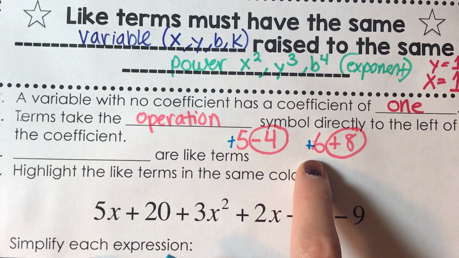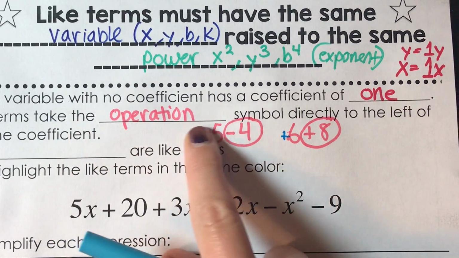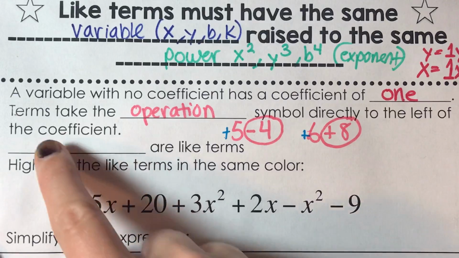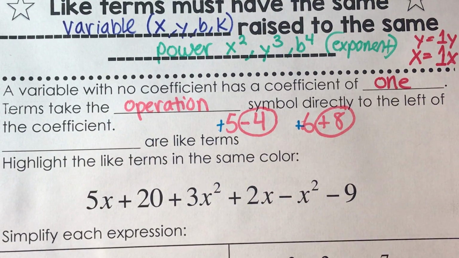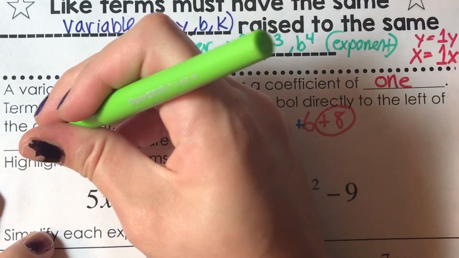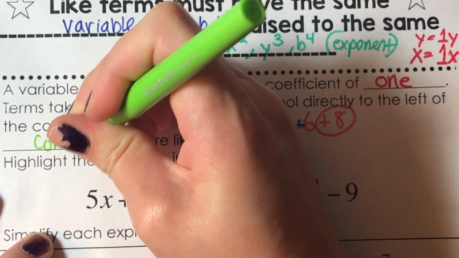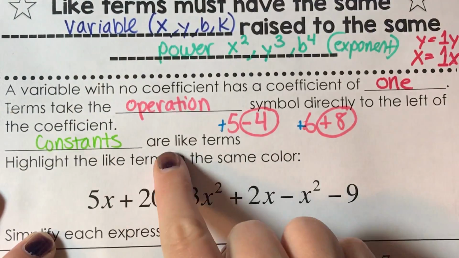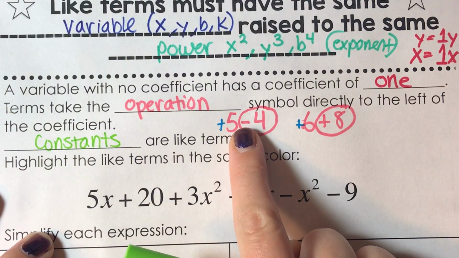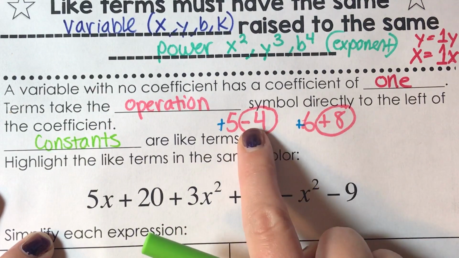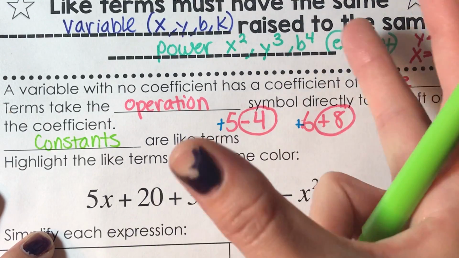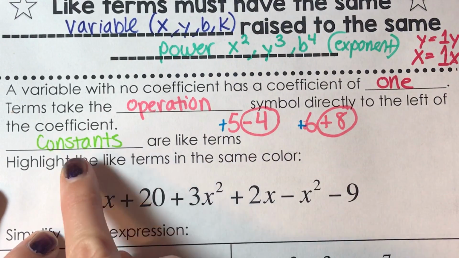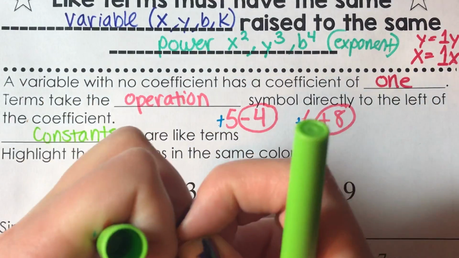It is there. So make sure terms take the operation symbol directly to the left of the coefficient. And then the number that's all alone, those are the constants. They are like terms. So like this one, minus 4 plus 8. See how they both don't have a variable? They're all alone. There's nobody next to them. I can actually put them together. They are alike, the constants. We're going to put them all together.